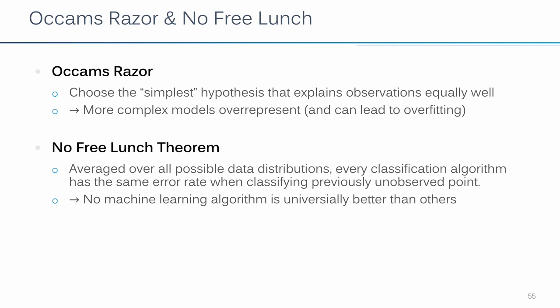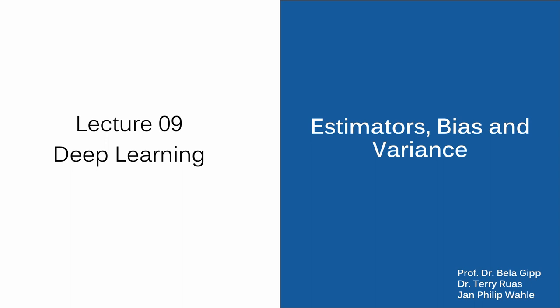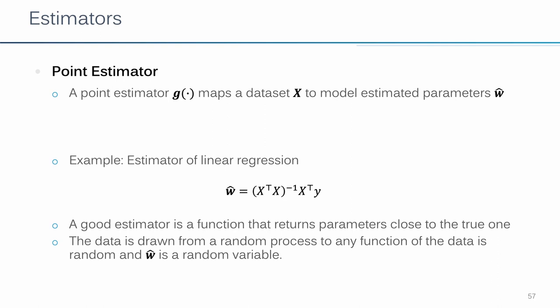Okay, so I think that's the last part of the lecture. There are two more topics. We talk about estimators and bias and variance, which are important measures in deep learning or machine learning. We've seen estimators before. We just define them formally. A point estimator G maps the data set to the parameters. The parameters in our case were the slope of the line and the intercept. And the estimator just takes the data set and gives us the parameters. And that's something we want because we want to know what the parameters are given some data set.